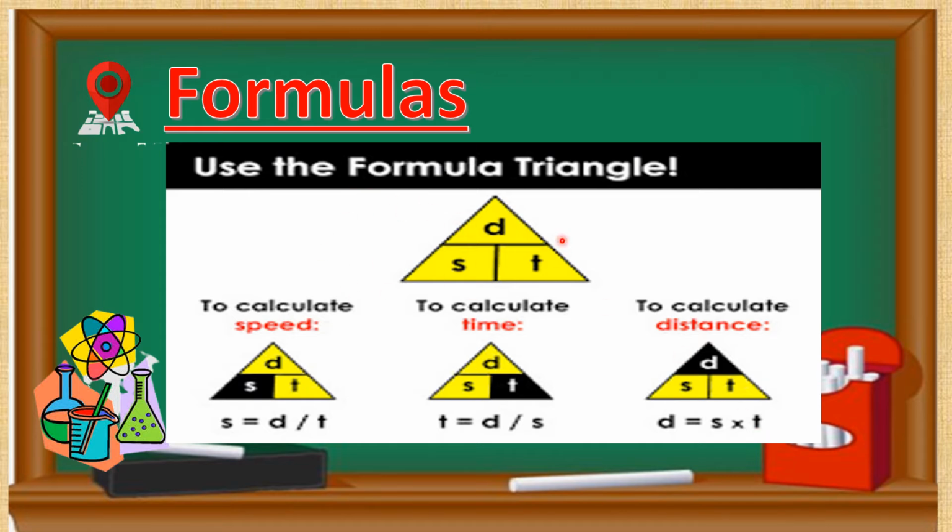Okay, let's go back. Let's review. To calculate speed, what are we going to do? Speed is equal to distance divided by the time. Again, speed is equal to distance divided by the time. When we want to calculate the time, the formula is distance over speed, or distance divided by the speed. Next, when we want to calculate the distance, the formula is speed times time.